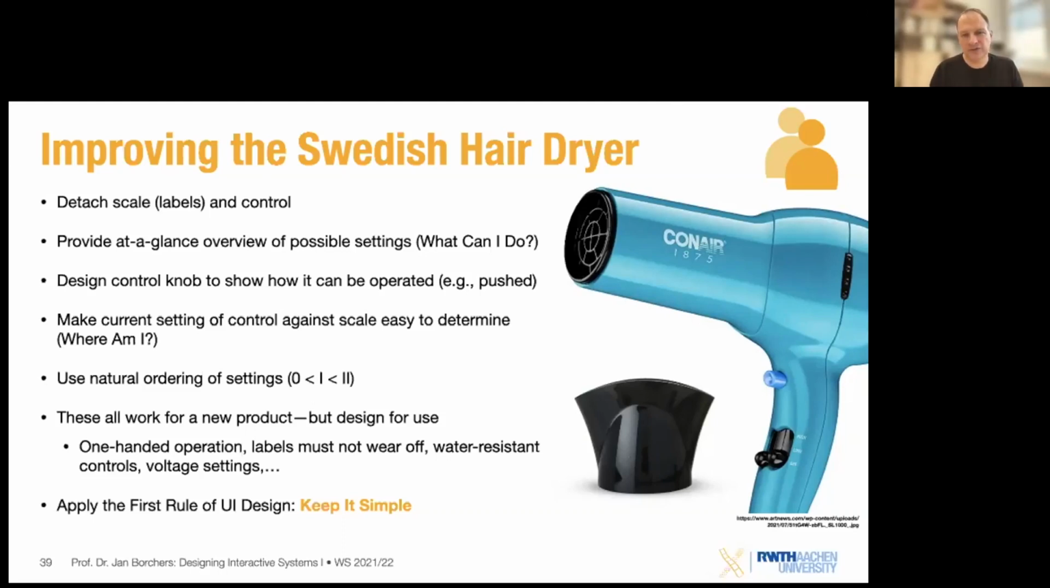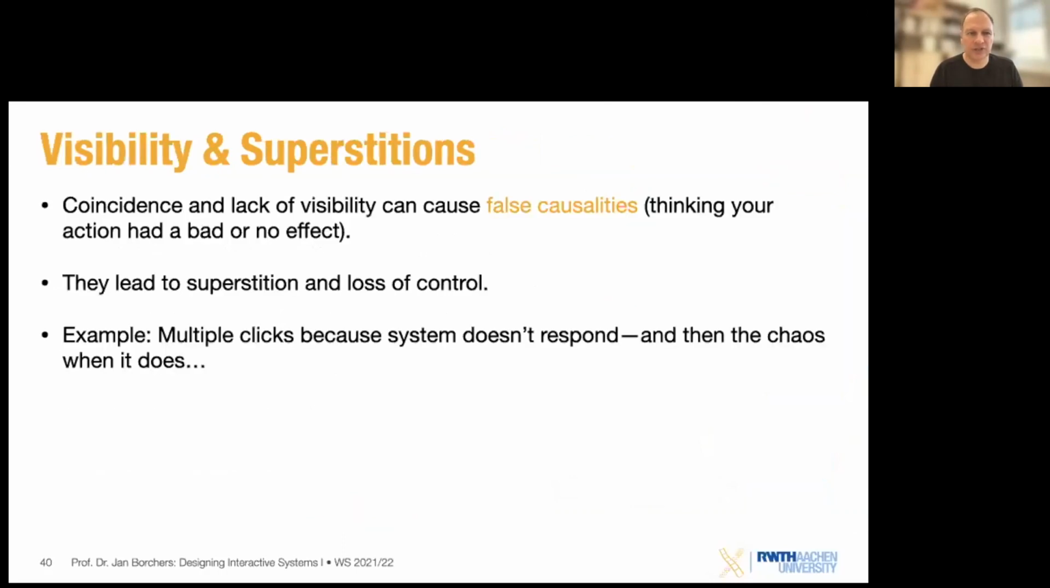Now, if we don't provide visibility, if we're not good at doing this, then a couple bad things can happen. First of all, if I can't see exactly what's going on, then I will make up my own cause and effect explanations. So if I lack the visibility, then it can cause false causalities, thinking your action has a bad effect or no effect. You'll probably have heard about these examples, right? Your mom or your dad might call you and say, I don't know, I just turned on my printer and then the internet broke, right?